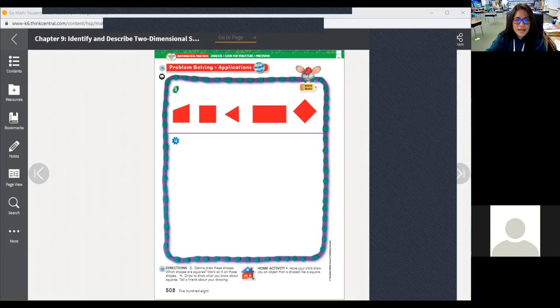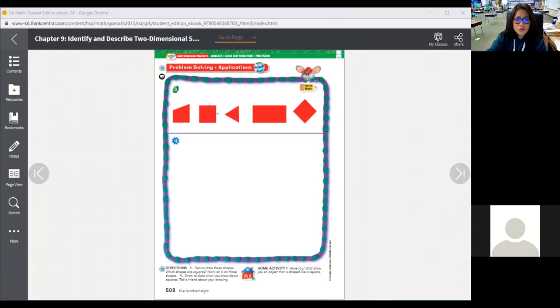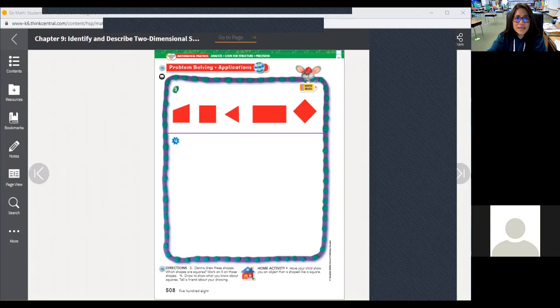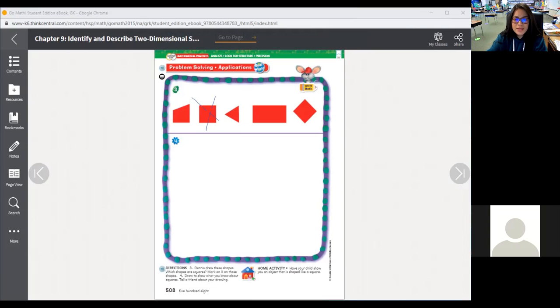All right, Nizaya, this one in the middle right here, is that one a square, yes or no? Yes, it is, right? Because it has 1, 2, 3, 4, and it has 1, 2, 3, 4 vertex, and all of them are the same. So yes, we will put an X on that one because it is. Thank you, Nizaya.